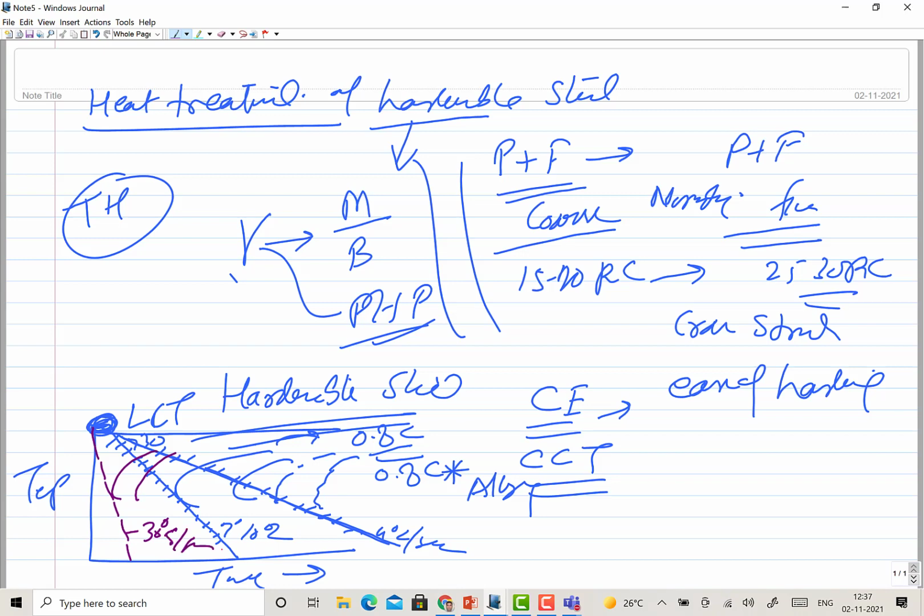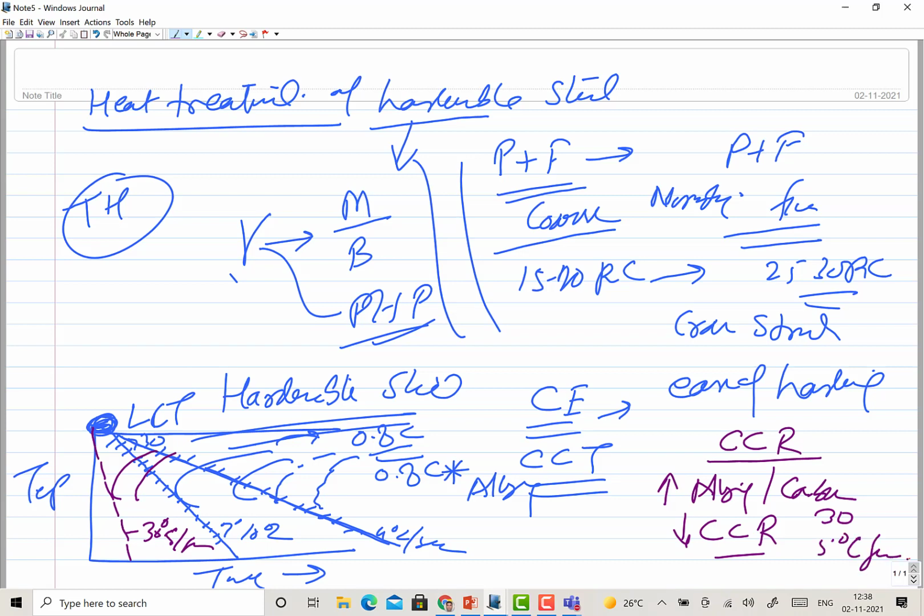The point I am trying to make here is that the alloying elements in the steel dictate these transformation lines in the CCT curve, which in turn affects the critical cooling rate. A higher concentration of alloying elements and a higher carbon content lead to a lower critical cooling rate. Instead of, say, 30, it may be just 5 degrees centigrade required for transformation of austenite into martensite.